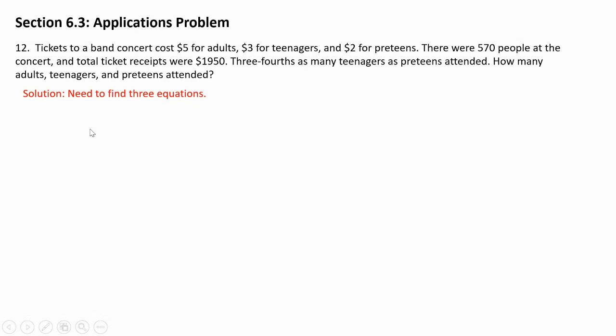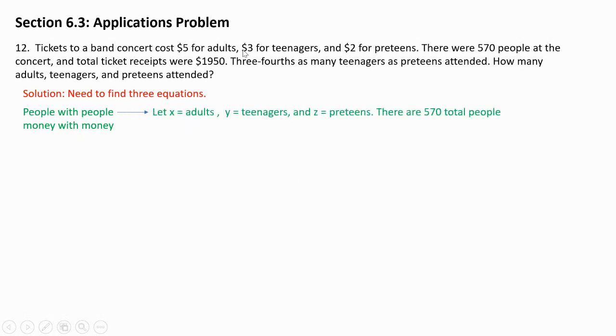Okay, so what's my solution? I need to find 3 equations. So again, like before, let's do people with people and money with money, right? And then the second to last sentence will be my third equation. But for now, let's name the people. So we have adults. Let x equal adults. We have teenagers. Let y equal teenagers. And we have preteens. Let z equal preteens. How many were there total? 570. So it's going to be x plus y plus z equals 570.